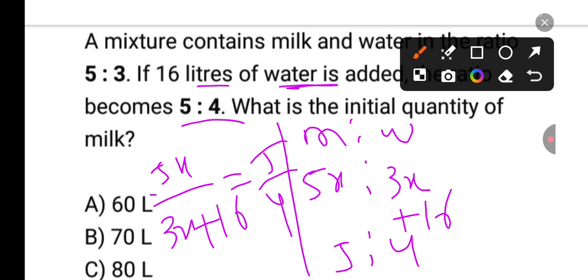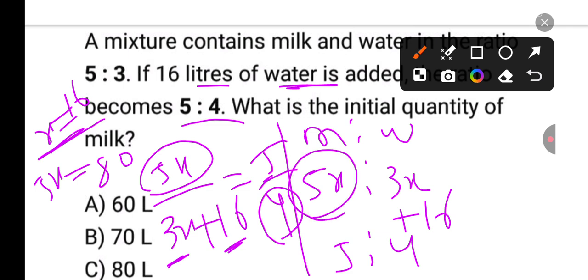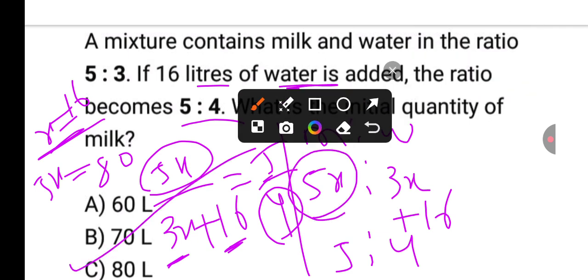The ratio is 5/4. 5x into 4, it is 20. 3x into 5, it is 15. 20 minus 15, that is 5x. 5x equals 16 into 5, it is 80. Then what is the value of x? x equals 16. We want the initial quantity of milk. Initial quantity of milk is 5x. 5 into 16, that is 80. 80 is the answer.